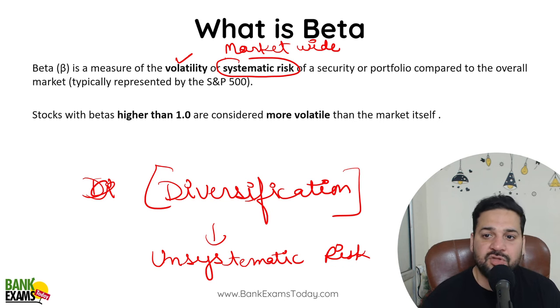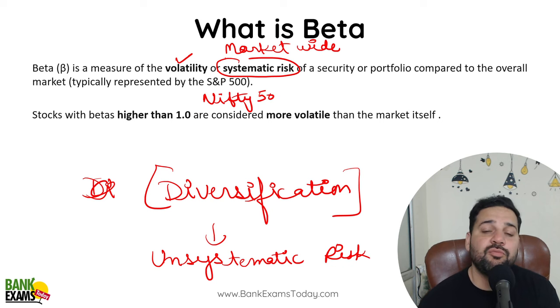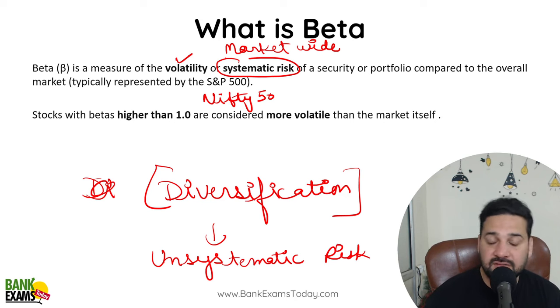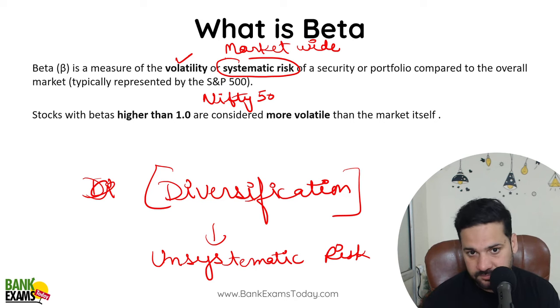So beta is a measure of volatility or systematic risk of a security or portfolio compared to the overall market, typically represented by the S&P 500, that is for the US. In case of India, that is Nifty 50, right? How to measure the unsystematic risk? It is not even possible. What a particular MD or CEO is doing, we don't know that. But systematic risk, we can measure.